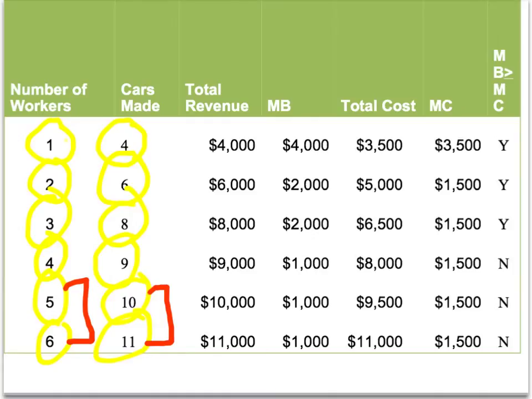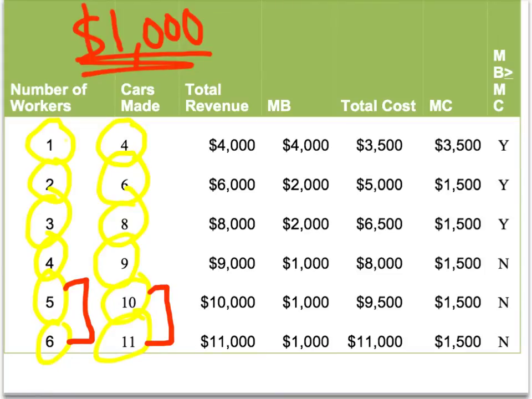Now, let's go to the first category here. Each car is selling for $1,000. So all you have to do to find the revenue, not profit, there's a difference, is this: revenue is just the amount of money that's initially going to come in. If each car is selling for $1,000, all you have to do is take the number of cars times 1,000, and that'll give you the revenue. So 4 times 1,000 is 4,000, 6 times 1,000 is 6,000, 8 times 1,000 is 8,000, and so on.